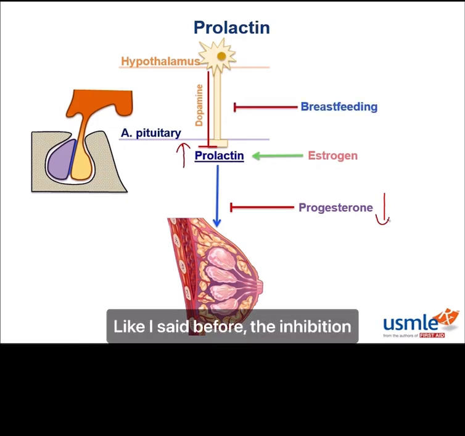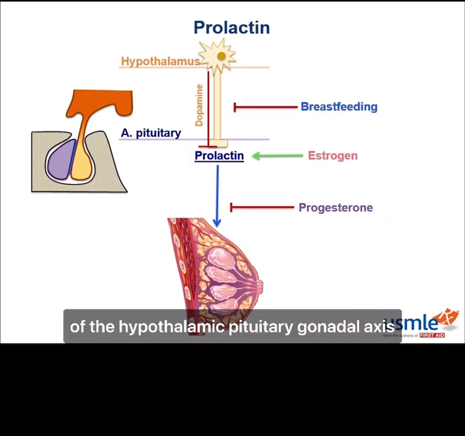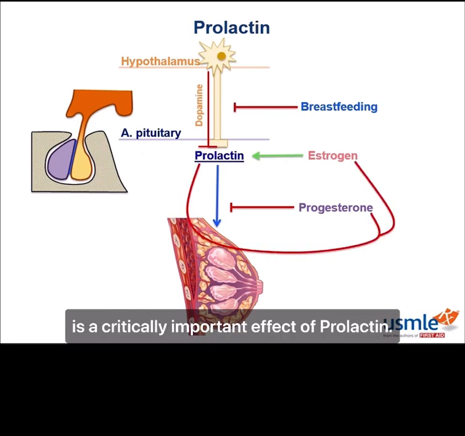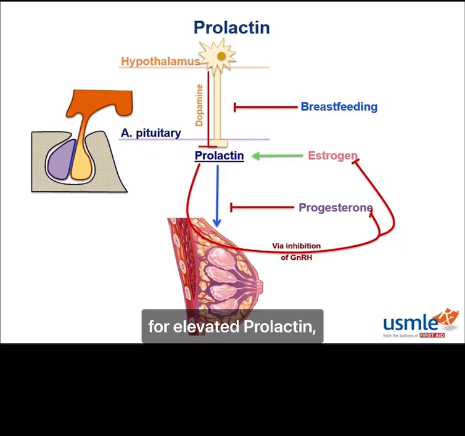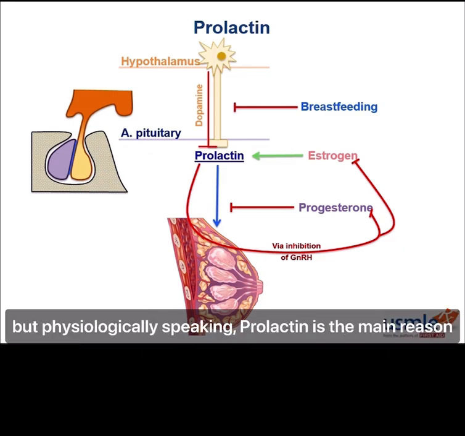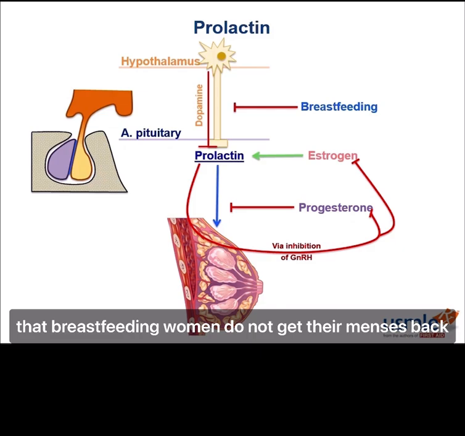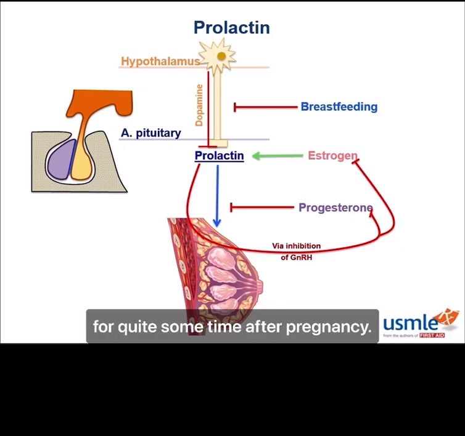Like I said before, the inhibition of the hypothalamic pituitary gonadal axis is a critically important effect of prolactin. We talked about some pathologic reasons for elevated prolactin, but physiologically speaking, prolactin is the main reason that breastfeeding women do not get their menses back for quite some time after pregnancy. Any guesses as to why that might produce an evolutionary advantage?